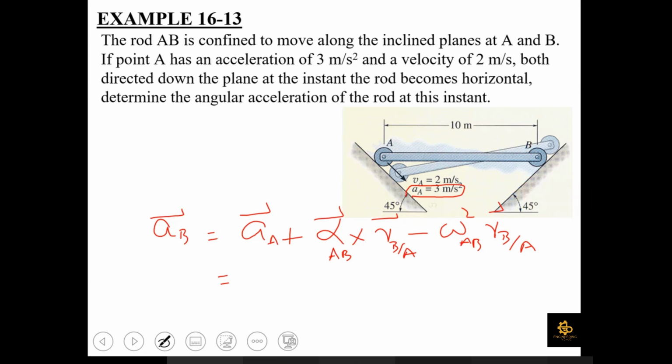A_A, can you identify A_A vector? Yes sir. Fourth quadrant में, 3 cos 45 i minus 3 sin 45 j. ये आपके पास vector आ गया A_A. Okay, what about alpha AB? First of all, what does this alpha represent? Alpha है क्या ये?